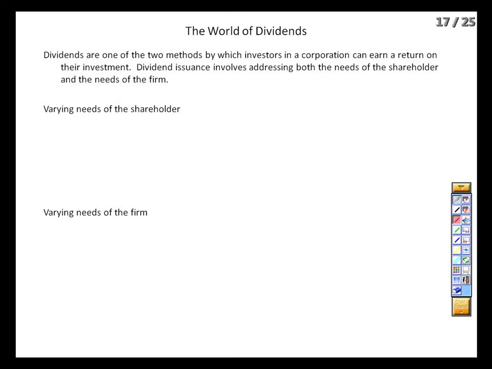Okay, the world of dividends. Dividends are one of the ways that investors can earn a return on their investment, the other, of course, being capital appreciation. So dividends are only one aspect of the stockholder-firm relationship, and firms differ significantly in their dividend policies. Shareholders can influence dividend policies, though I think it's fair to say that investors will gravitate towards firms whose dividend policies already align with their needs.